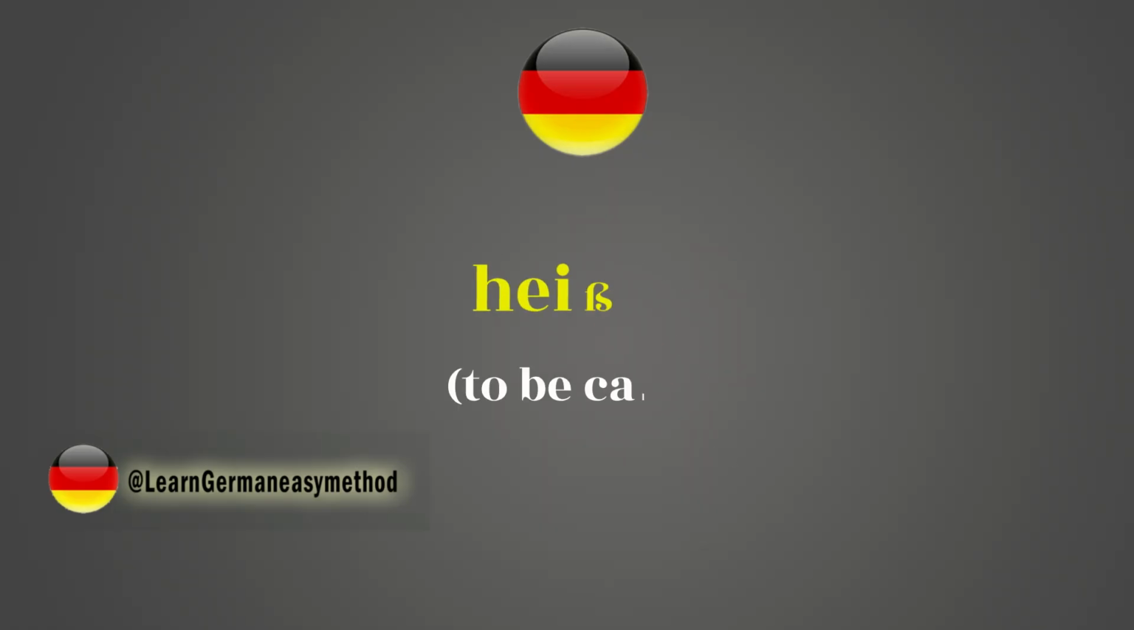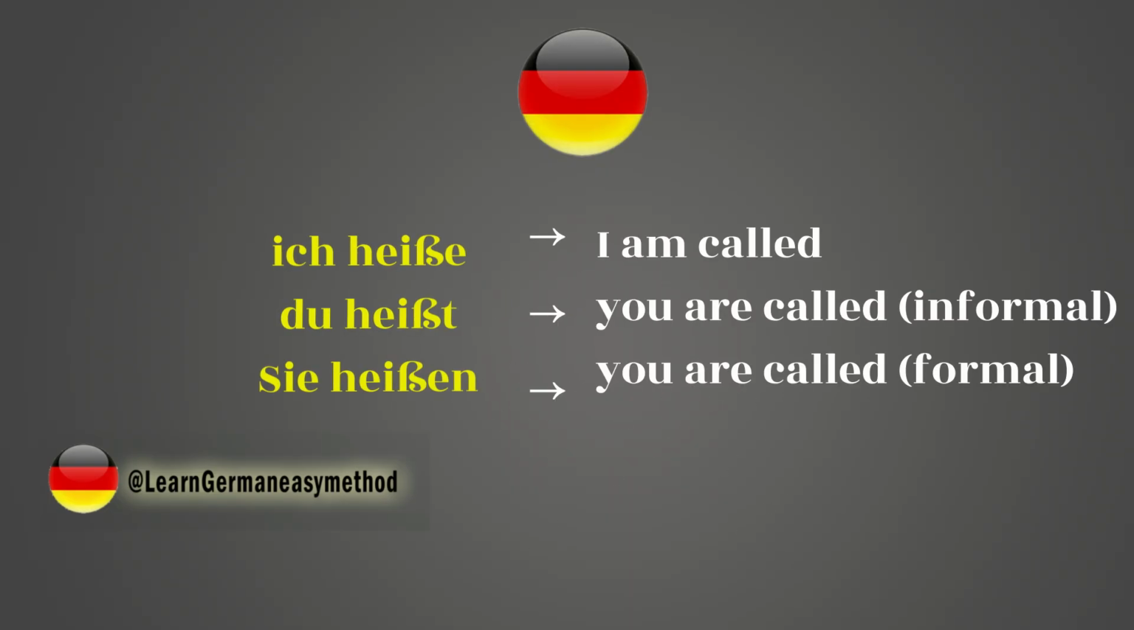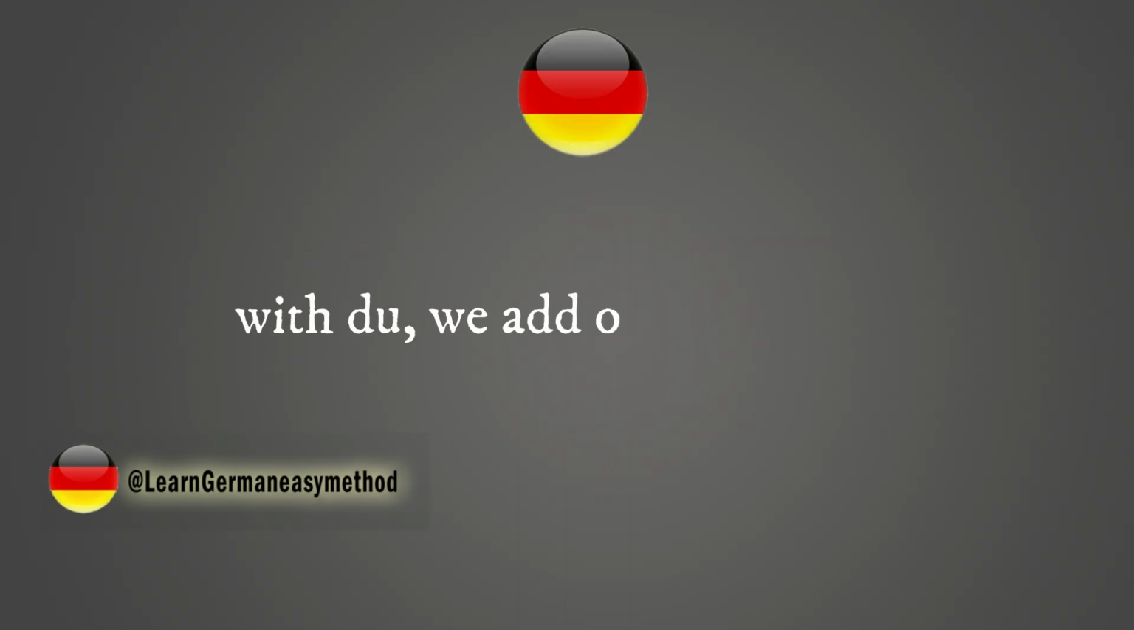Example: heißen, to be called. The infinitive form is heißen, which means to be called. Ich heiße, I am called. Du heißt, you are called, informal. Sie heißen, you are called, formal. Notice that with du we add only t, not st, because the verb already has an s sound.